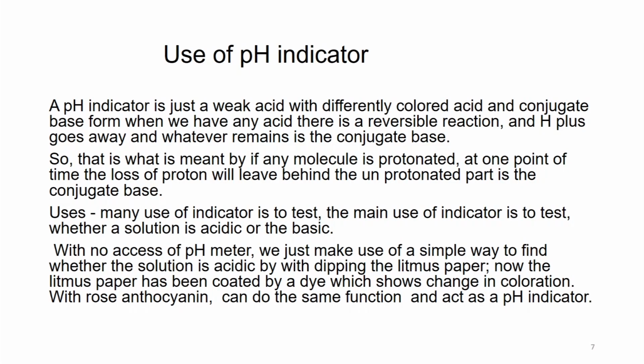So, basically what is there on the litmus paper? The litmus paper is also covered with a dye. The moment you put it in an acidic solution, it shows an acidic color. The moment you put that litmus paper in a basic solution, it shows another color, and the deepening of the color goes on to show how concentrated the acid or the base is. So, it is a very simple phenomenon.